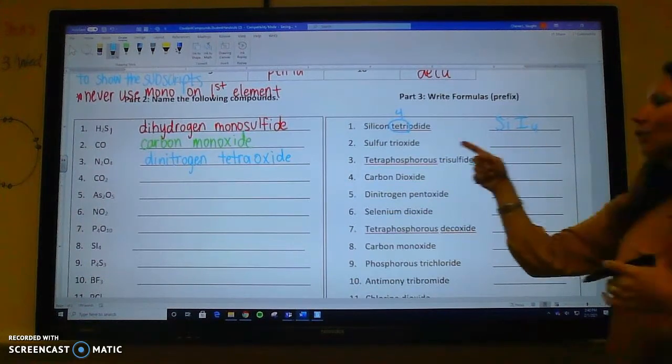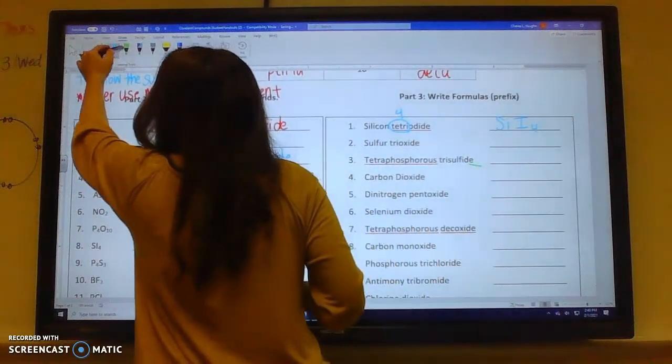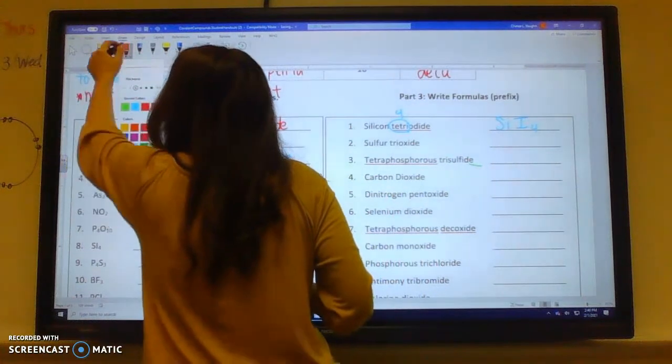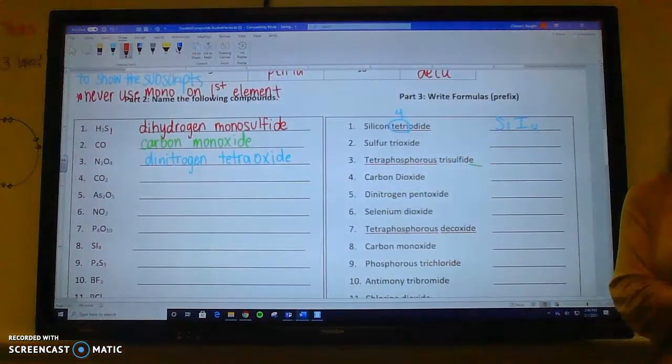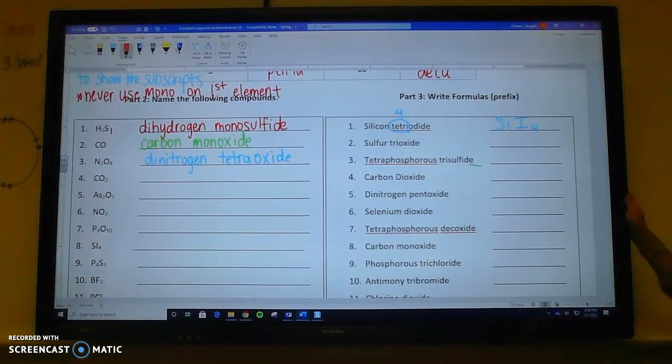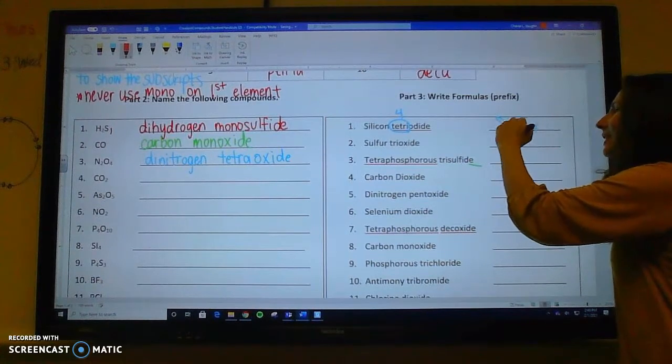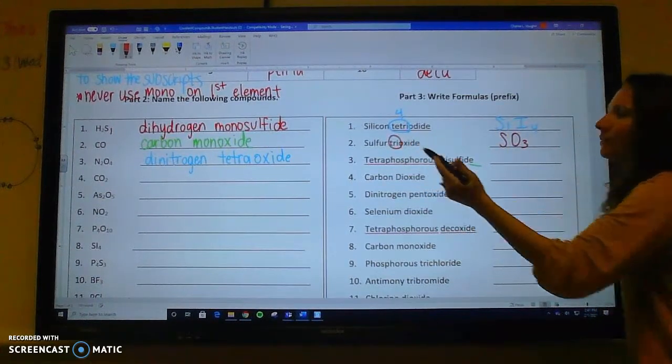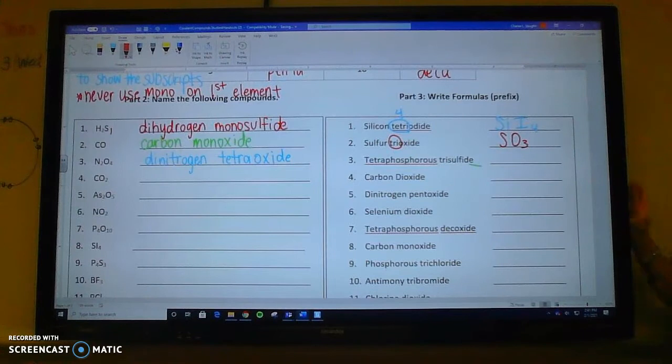Okay. Sulfur trioxide. Who thinks they understand what they're doing? Okay. Caleb, sulfur trioxide. So what's sulfur? There we go. S and then O3 because tri is 3. Good job. That's all we're doing. And then it's a day.